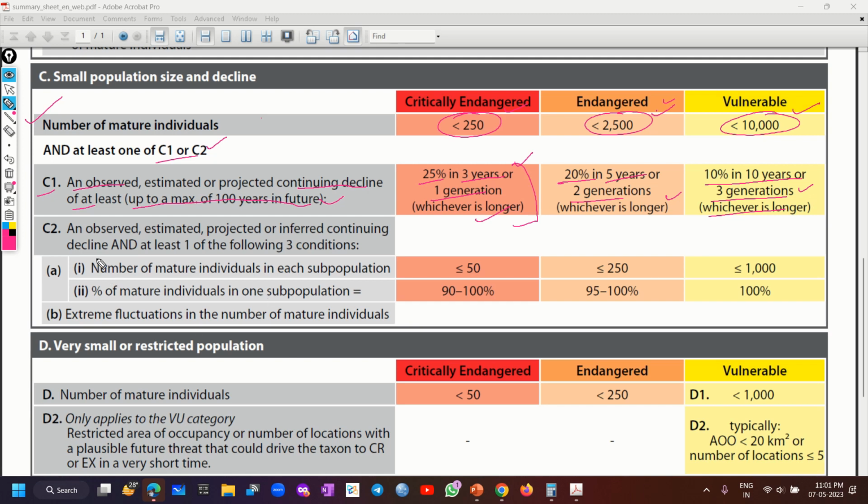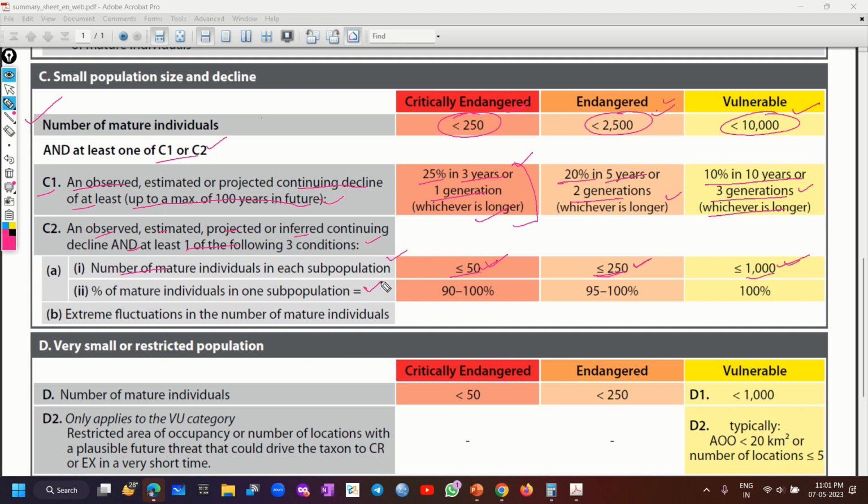Next, an observed, estimated, projected, or inferred continuing decline and at least one of the following three conditions. So what are these conditions? Number of mature individuals in each subpopulation: 50 or less, 250 or less, 1000 or less. So if 50 or less, then critically endangered; 250 or less, then endangered; 1000 or less, then vulnerable.